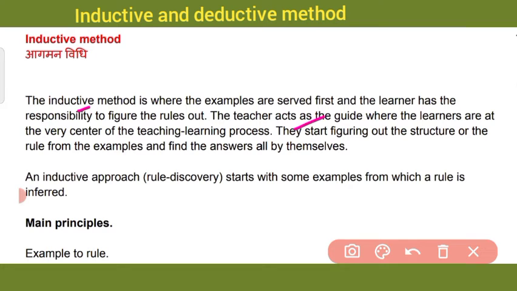The teacher acts as the guide, and learners are at the very center of the teaching learning process. Thus they start figuring out the structure or the rule from the examples and answer by themselves, because the teacher has already given them examples. So the students will try to find out by themselves. This is known as inductive method.